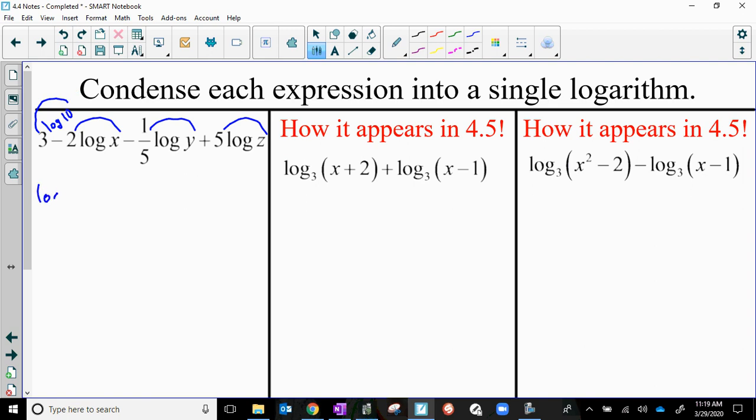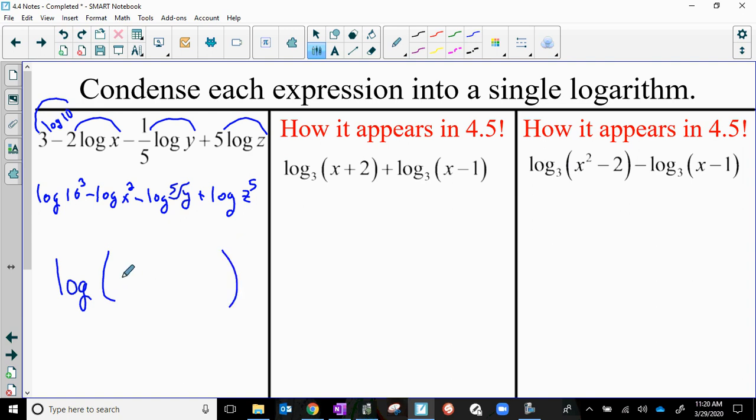So the first one becomes the common log of 10 cubed minus the common log of x squared minus the common log of the 5th root of y plus the common log of z to the 5th. And then I'm going to put this as one logarithm. The only time you're multiplying or dividing logarithms is when you're doing change of base or it's just set up that way. So this is one logarithm. Everything's going to go inside that logarithm.